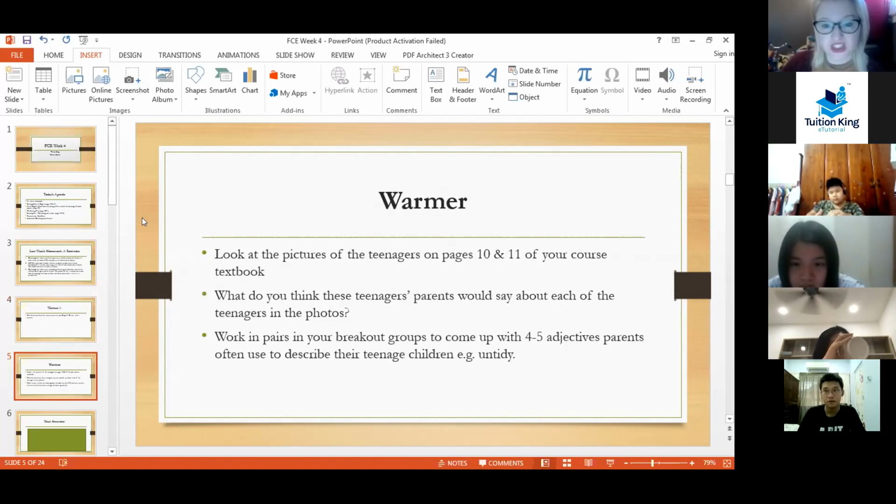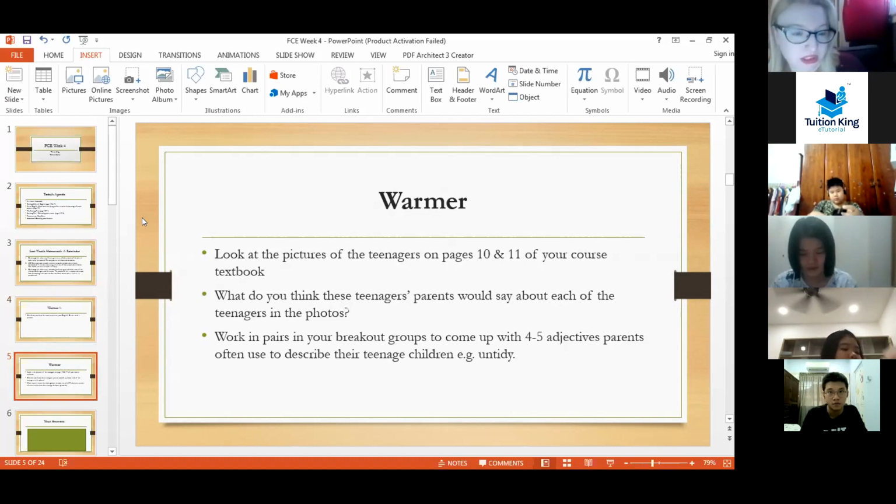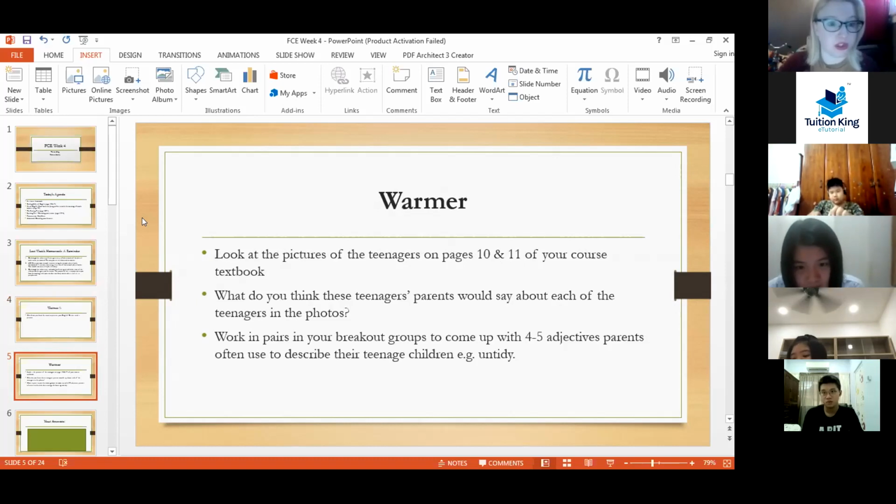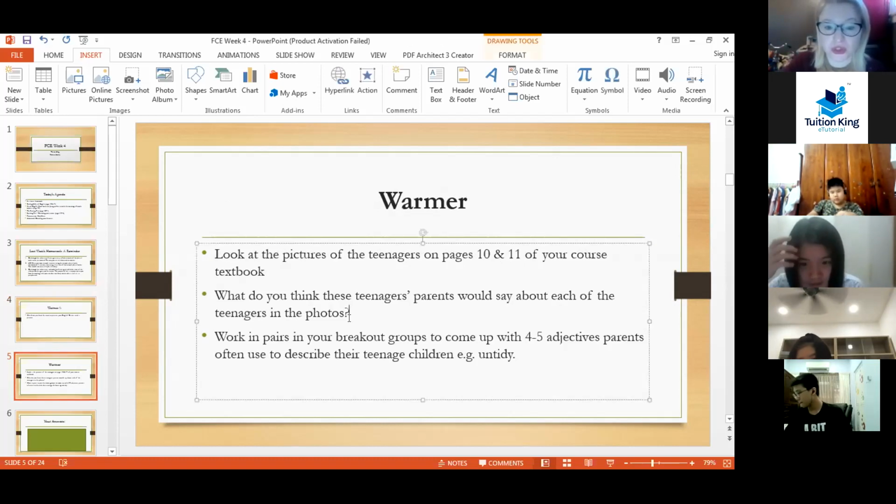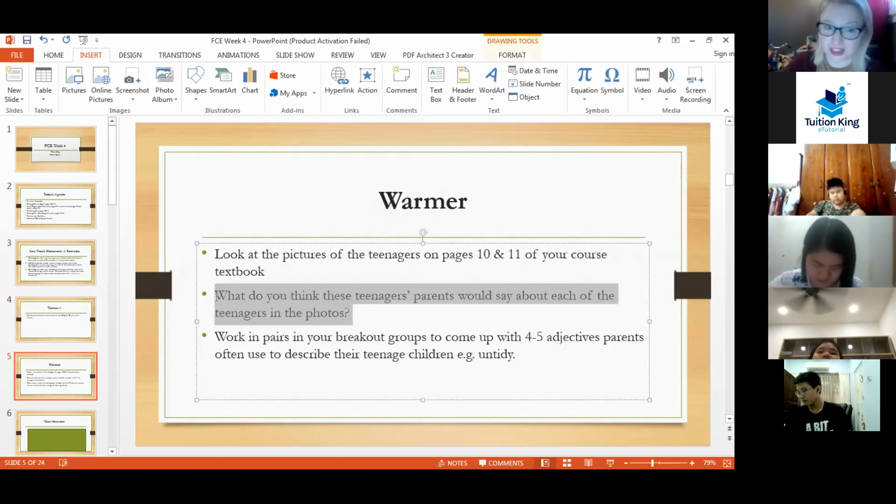have a look at pages 10 and 11 of your course book. Now, if you've got the course book there, you can look at your own version, of course. I will also share the page as well. And I'm just going to ask you a couple of questions. So this is the first question. What do you think these teenagers' parents would say about each of the teenagers in the photos?